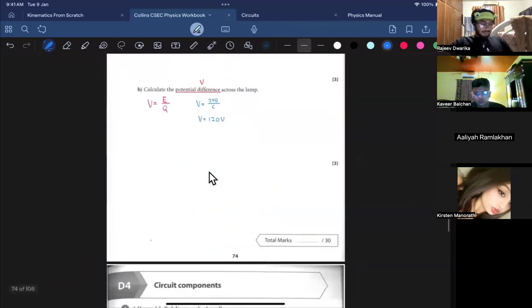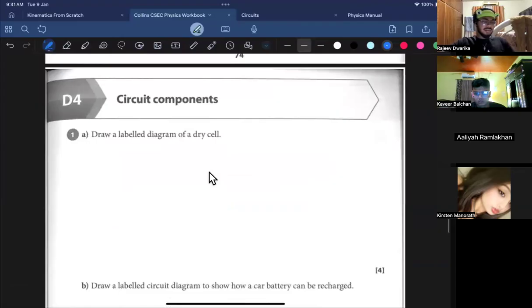Okay. Draw and label a diagram of a dry cell. I'm not going to waste anybody's time. This might take a little while, so I'm going to get a diagram on Google and put it on the screen.